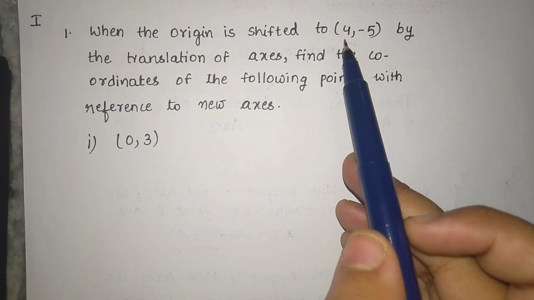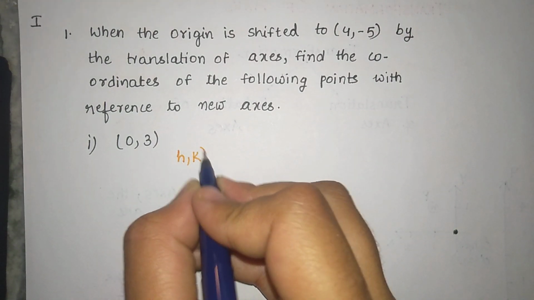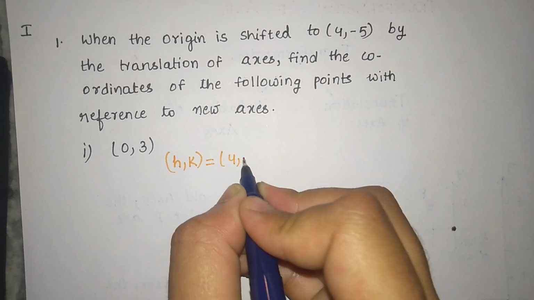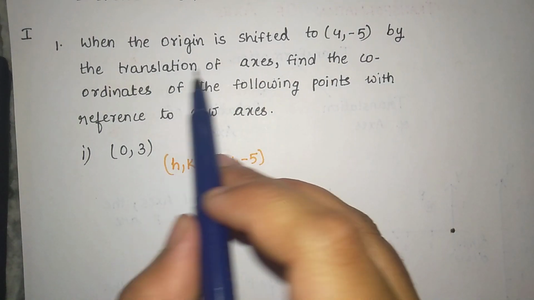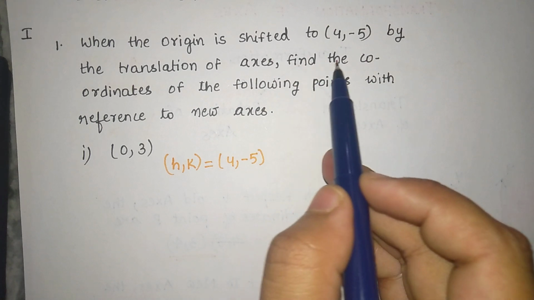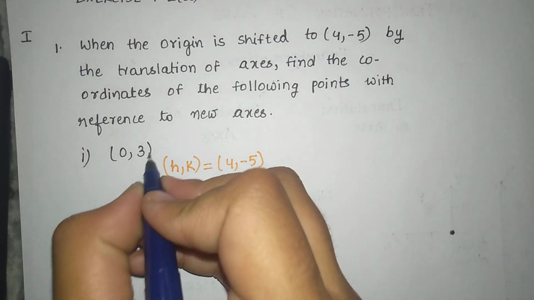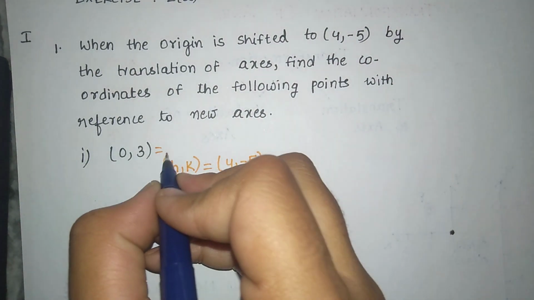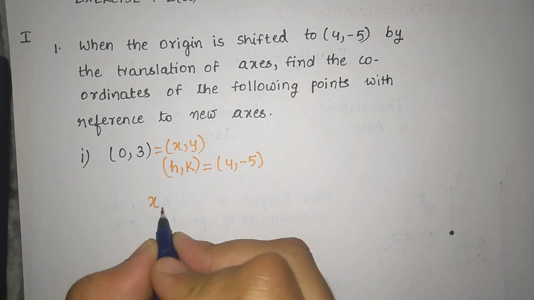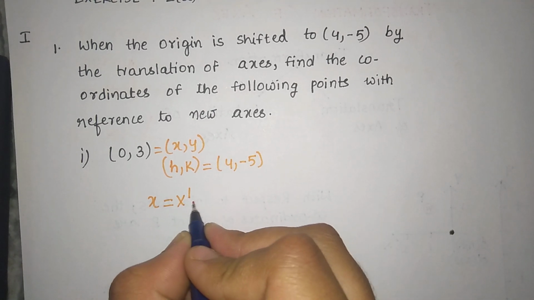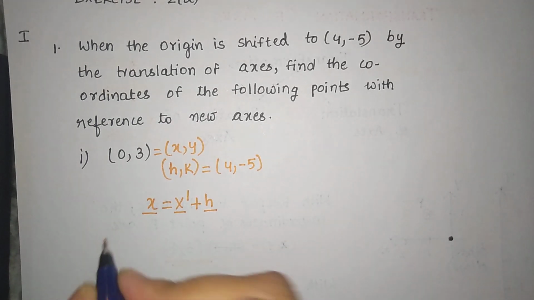When the origin is shifted to 4 comma minus 5, what is the meaning? So h comma k is equal to 4 comma minus 5. So by translation of axis, here they are doing translation, that means shifting the origin to a new point. Find the coordinates of the following points with reference to the new axis. What is given? This is the old axis. So we have the formula x is equal to capital X dash plus h. This is old, this is new, this is the shifted origin. So here you can substitute.